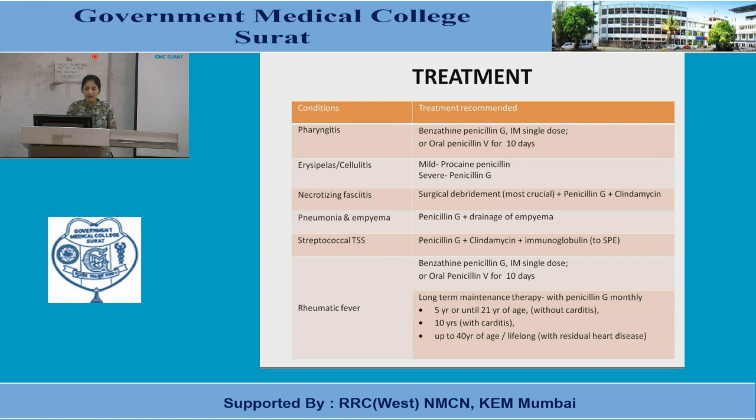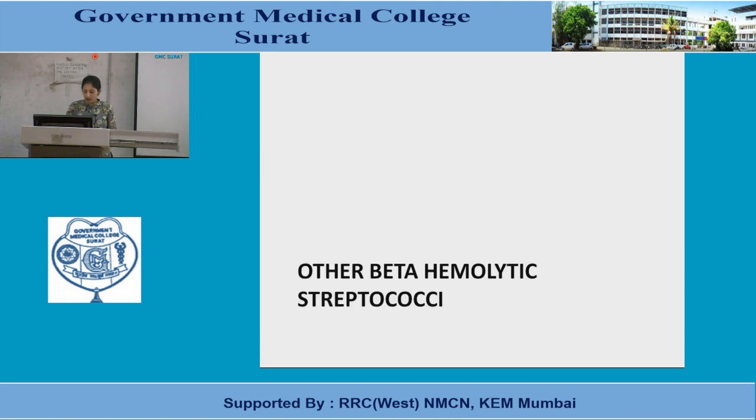In case of rheumatic fever, long-term maintenance therapy includes penicillin G every month for 5 years, until 21 years of age, in case of no cardiac lesions. If carditis is there, this monthly penicillin G therapy is prolonged for 10 years. And if there is any residual heart disease, it is prolonged up to 40 years of age or maybe lifelong.